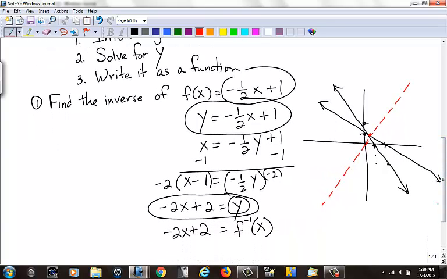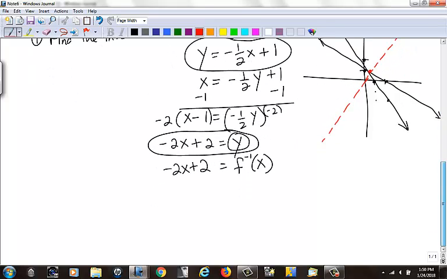Okay, and the other thing, if you look at the inverses, go back to the beginning. The original function was take x times negative 1/2 and add 1, and the inverse is take x times negative 2 and add 2. Okay, and we'll come back to that in a minute.